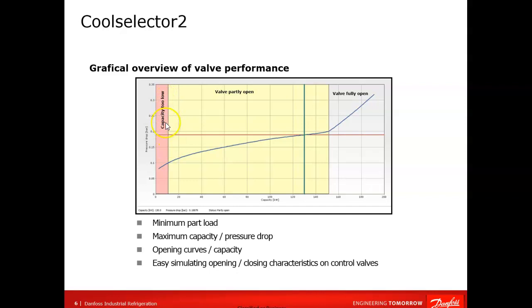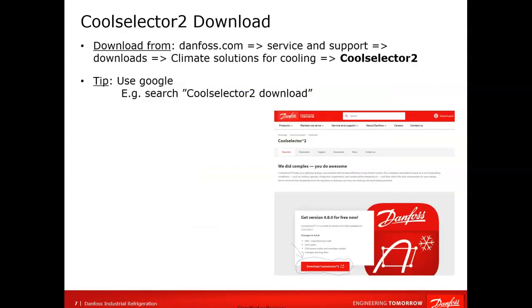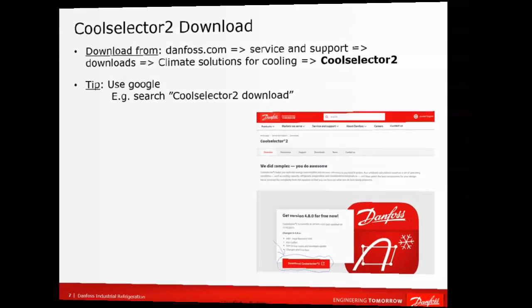Before I go to CoolSelector 2, I will show how to download. You can go to danfoss.com, then Service and Support Downloads, Climate Solutions for Cooling, and then select CoolSelector. I have a tip: a faster way to get it is to type CoolSelector 2 download in Google and you get the same link, which is from the Danfoss site. It's very easy to find. Let me go to CoolSelector now.